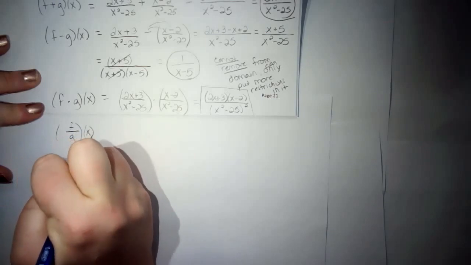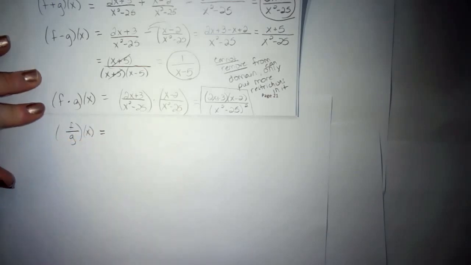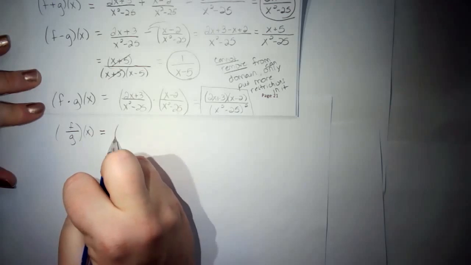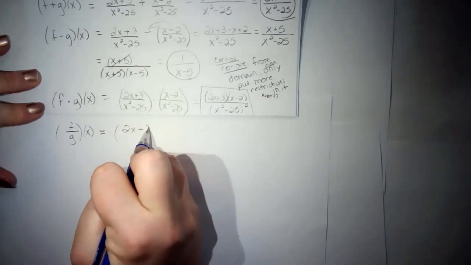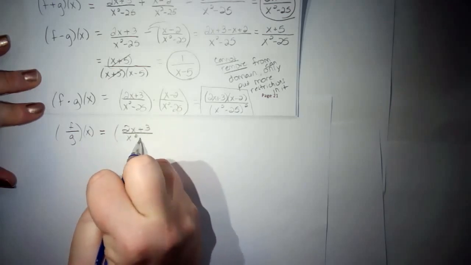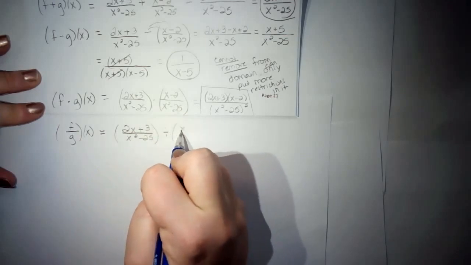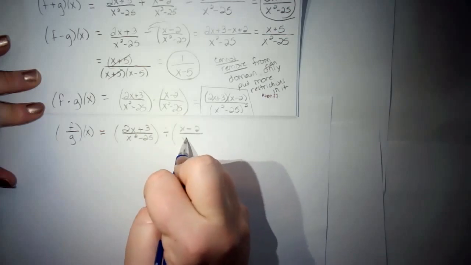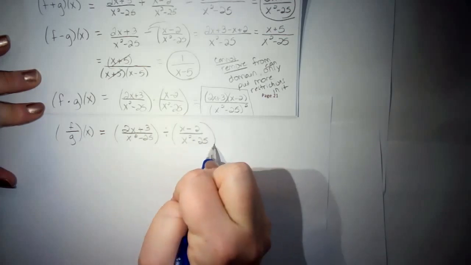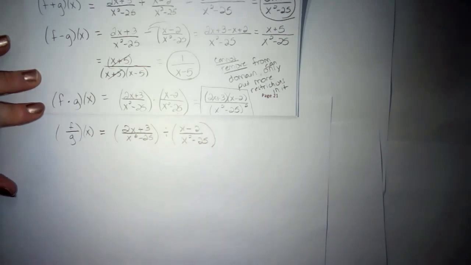Let's do f divided by g. Okay, so here we go. We're going to have this first one. This is f divided by, I'm just going to do it this way. You can make the gigantic complex fraction if you want to. Okay, everybody okay with that step?